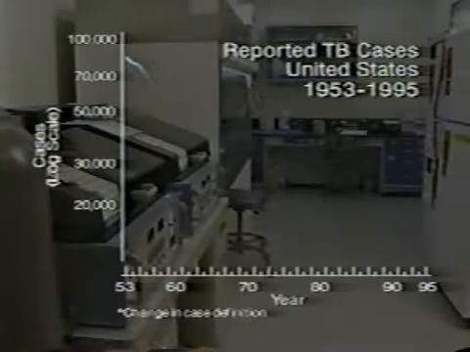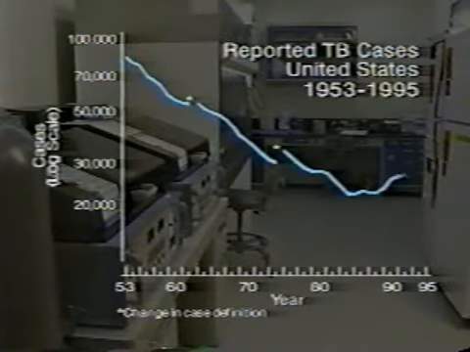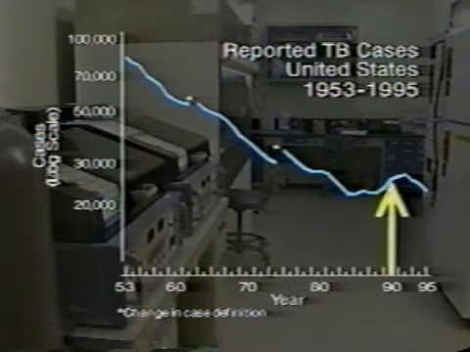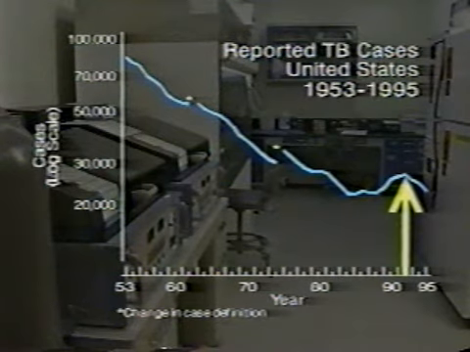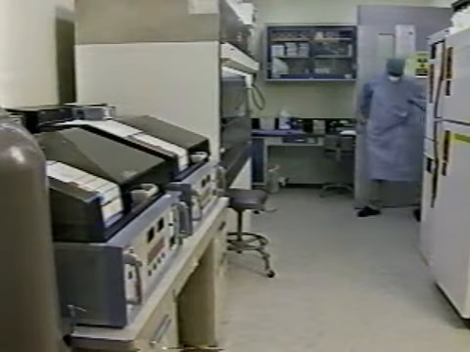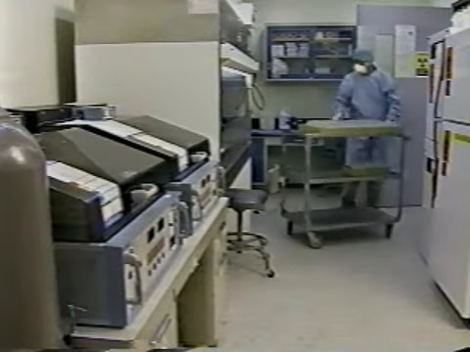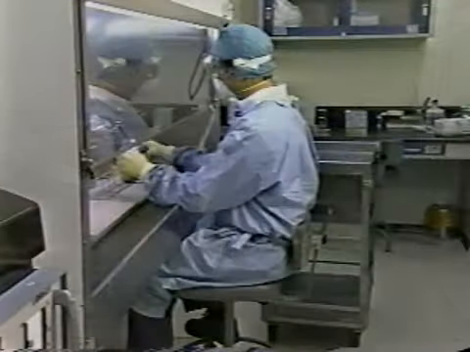After decades of steady decline, a dramatic resurgence of tuberculosis occurred in the United States in the late 1980s and early 90s. Although this recent rise in the number of tuberculosis cases has been brought under control, the occurrence has heightened our awareness of the importance of timely and accurate laboratory testing.